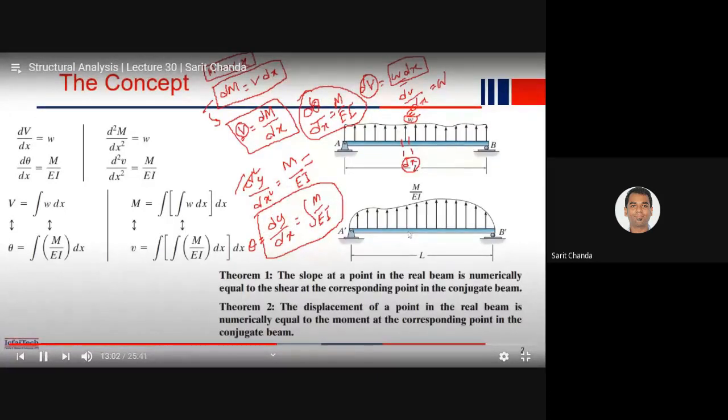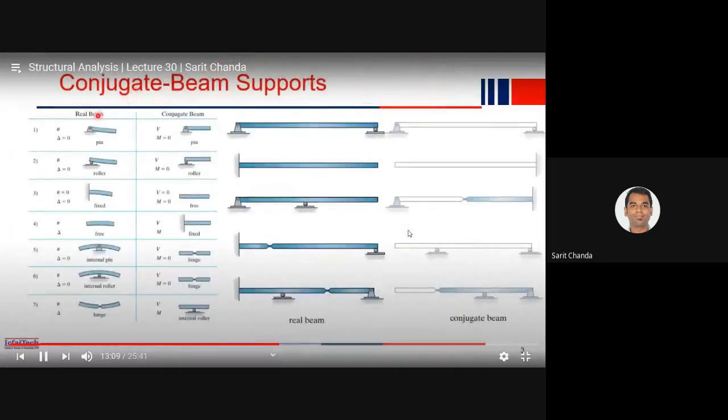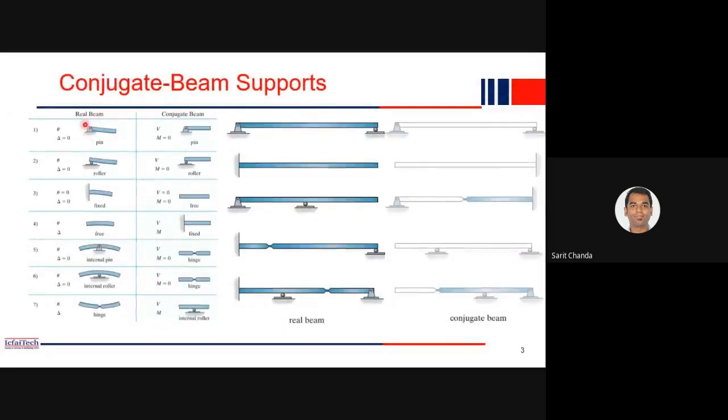Real beam. So let's do the conjugate beam. If in a real beam the support is a pin joint, then in the conjugate beam the support will also be a pin joint. There is no change. If in a real beam the support is a roller support, then in the conjugate beam also the support will be a roller support. Why? In the real beam, theta is slope and delta is deflection. In the conjugate beam, the same parameters are basically shear force and moment.